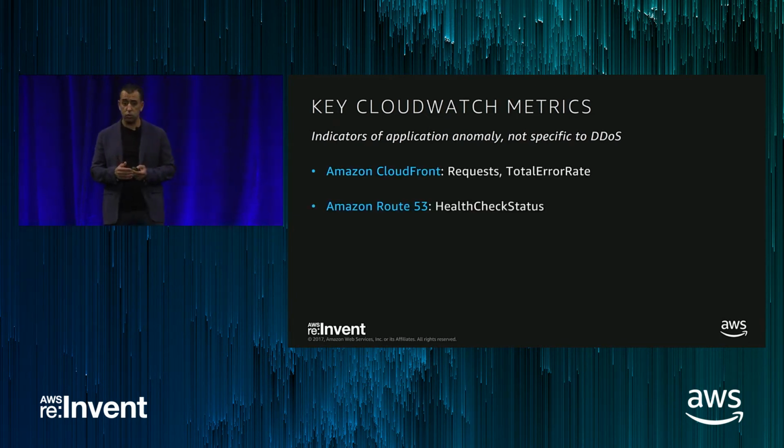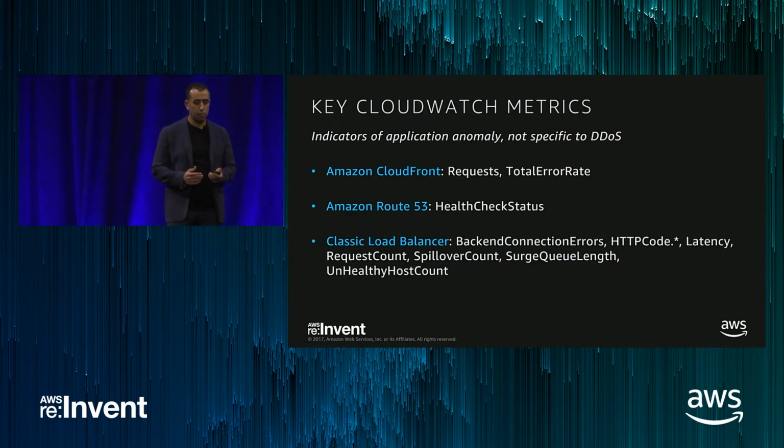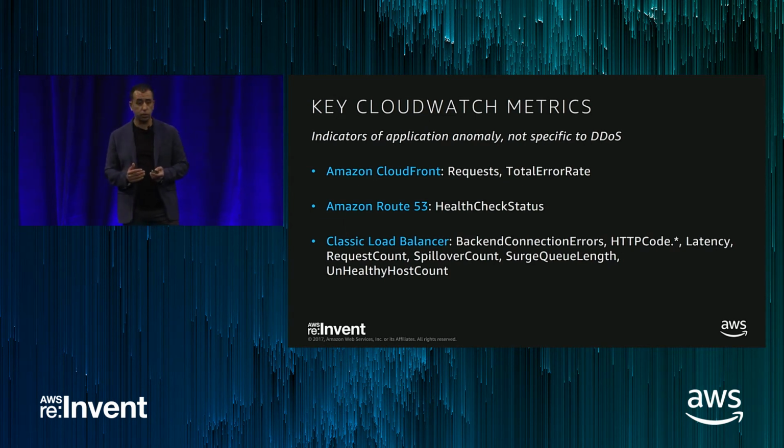Route 53 is our DNS service. You want to look for health check status, right? Are we seeing errors there? And lastly, you want to look at your classic load balancer. So now, as you can see, I started from the WAF, and I'm working inside of my application stack. Once I get to my classic load balancer, I look at HTTP error rate. I also look at spillover counts and surge queue length. Once you see those metrics going up, there is a sign that perhaps there's a DoS attack.